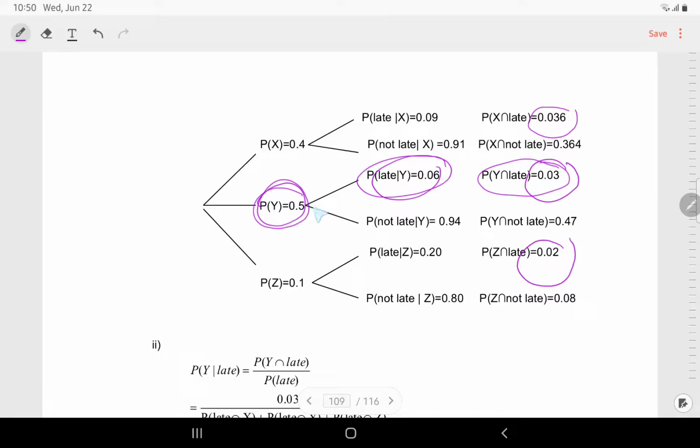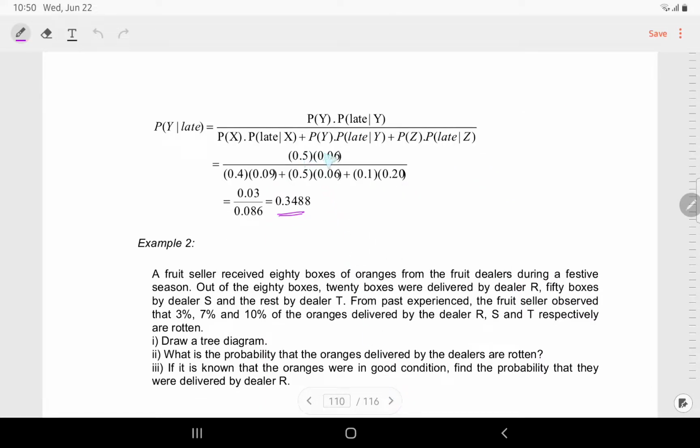Okay, 0.5 multiply with 0.06. P(X) carilah dekat dalam tree diagram. Yang ni pun semua dapat daripada tree diagram. So selesaikan dapat jawapan yang sama. Okay, so if that question required you to use Bayes theorem, you need to use Bayes theorem. Kalau dia tak mention about Bayes theorem, you can use ordinary formula.